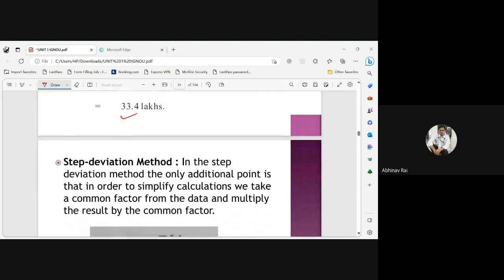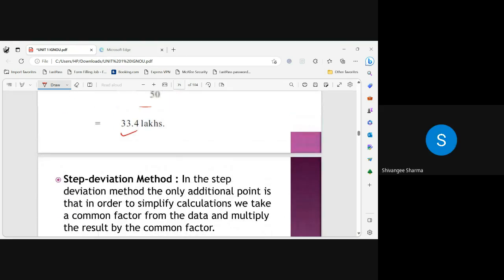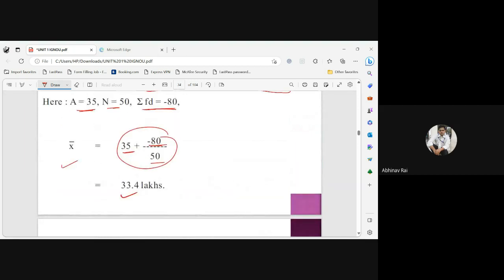Ma'am, I have a question. Yes. Like, in a real-time scenario, here we are calculating with 7 or 8 sets of data. But in case there are larger numbers, and if we use the assumed mean method, right?